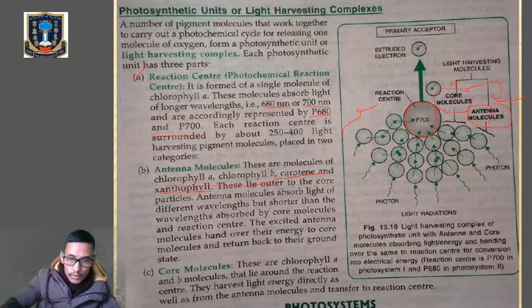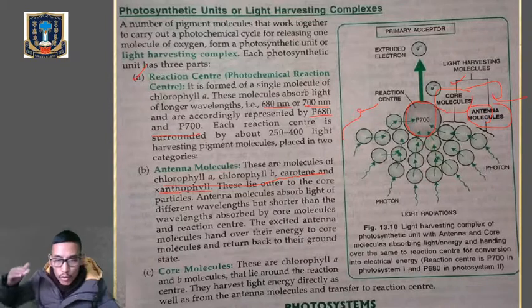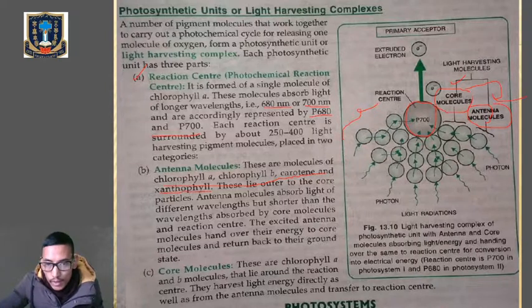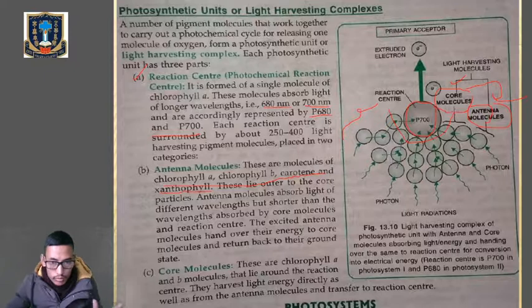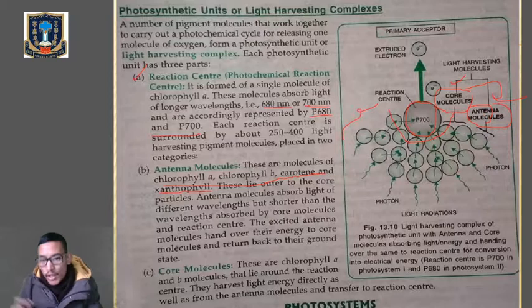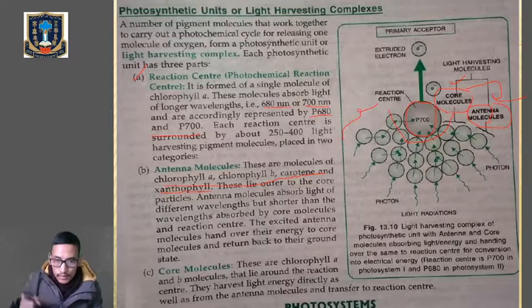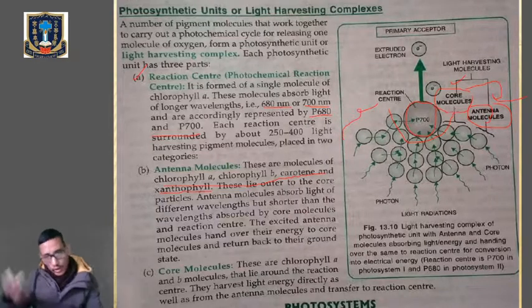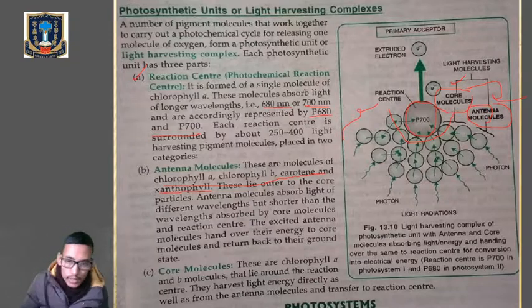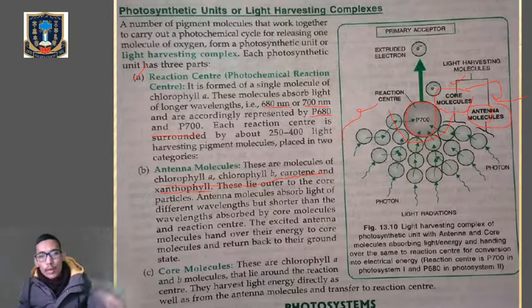Now core molecules mainly contain chlorophyll A, chlorophyll B molecules and lie around the reaction center. So around the reaction center we will find the core molecules. Okay, and they harvest light energy directly as well as from the antenna molecules and transfer it to the reaction center. That means these core molecules can directly absorb the wavelength of light and become excited, or they can also receive the energy from the antenna molecules. Both ways, either directly or from the antenna molecules, they will transfer the energy to the reaction center, that is P700 or P680.